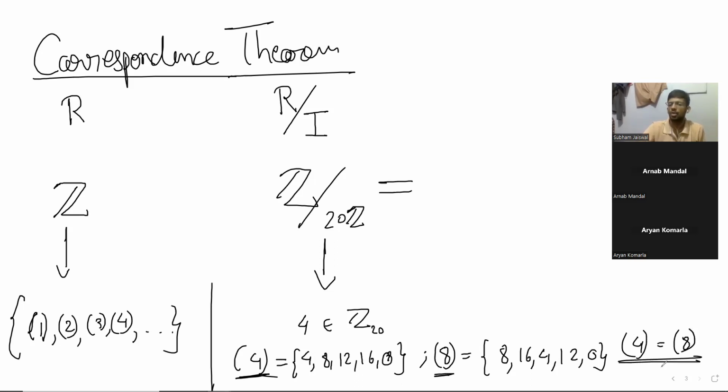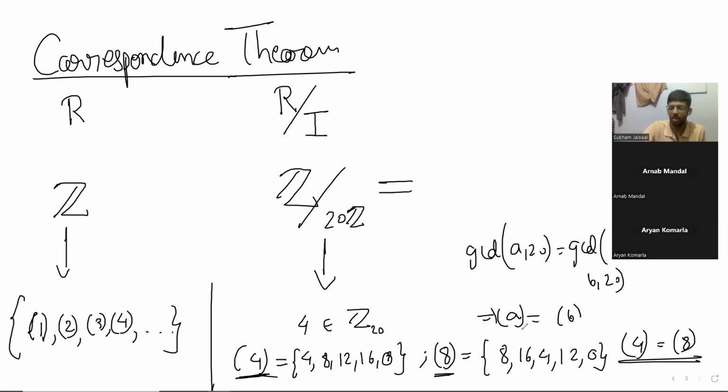Okay. So you can see some kind of pattern, right? If the GCD of a and 20 is equal to the GCD of b and 20, then the ideal generated by a will be the same as the ideal generated by b, right? And it is not difficult to see, because if the GCD is 1, then the ideal generated is all, because then you find an inverse, right? The ideal generated by 3 is everything. So basically, it is in that way that this is happening.